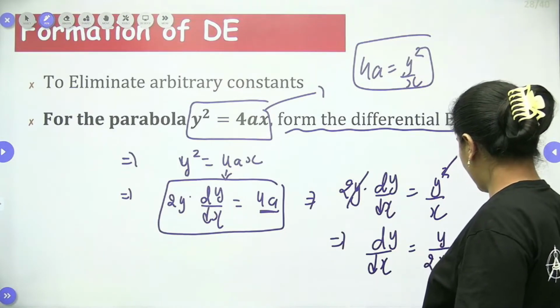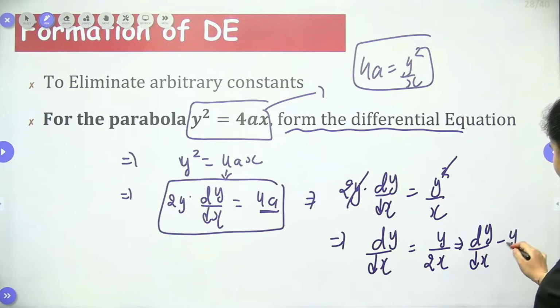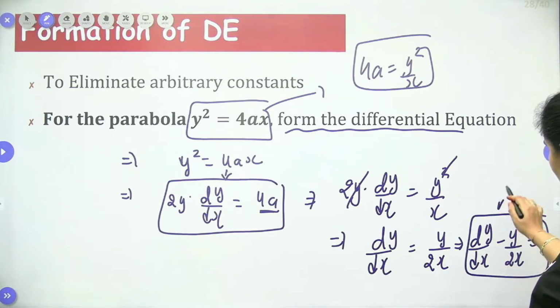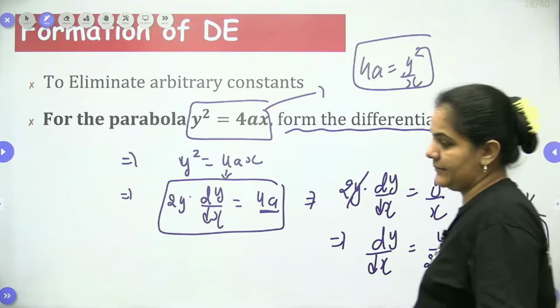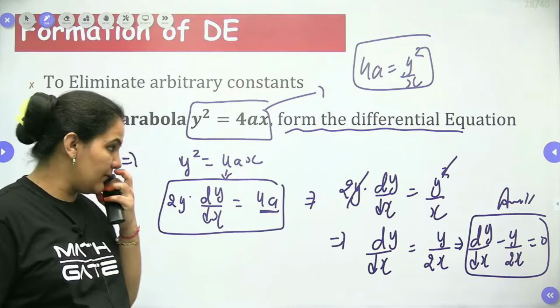Okay, if you want to write it in a simple manner, you can write dy by dx minus y by 2x is equal to 0 as your differential equation. This will be your answer. Is it clear, my dear students? So this will be your answer if you want.